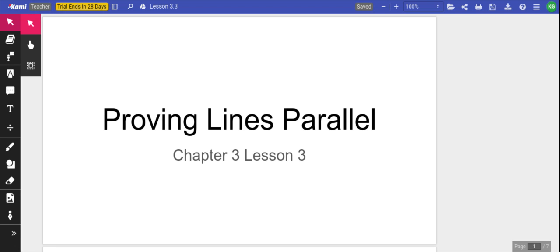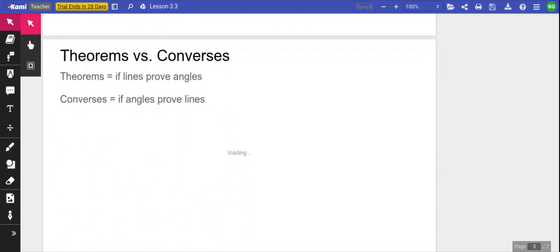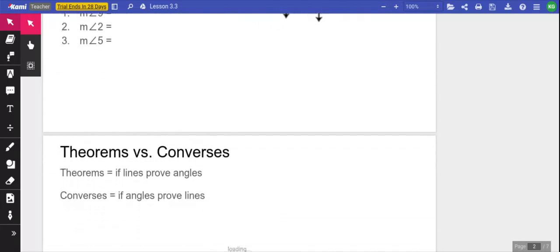Okay, Chapter 3, Lesson 3, Proving Lines Parallel. That was the homework checklist supposed to go on the first part of the slide.